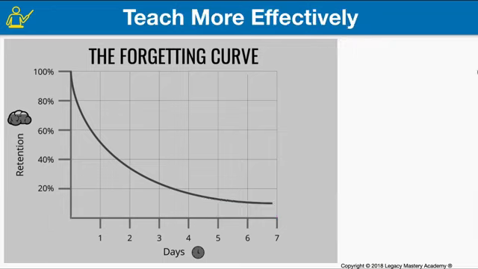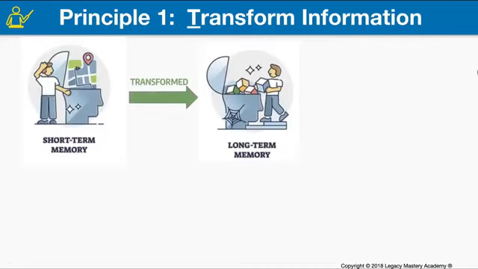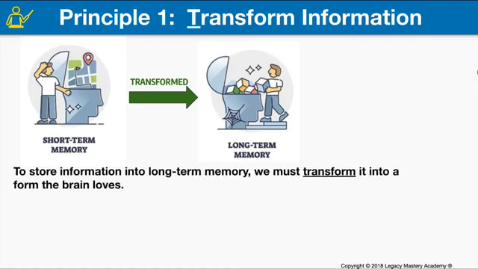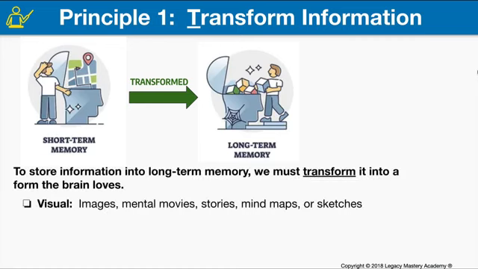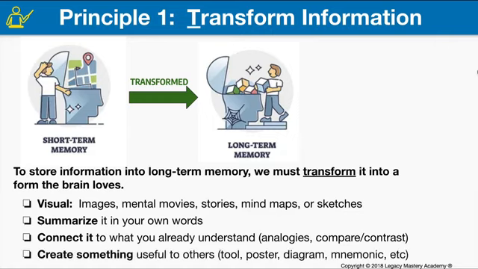First, we can teach the information more effectively at the start by using the mnemonic TEACH. T stands for, we must transform the information in a way that the brain loves by using visuals like images and stories in our lessons, having students create mental movies as they listen, mind maps, or personal sketches. Students can summarize information in their own words, connect it to what they already understand by using analogies or compare or contrast charts, and they can create something useful like a tool, poster, diagram, or mnemonic.